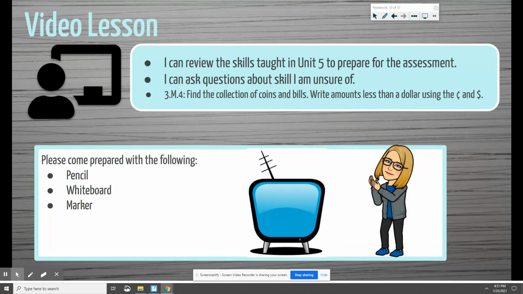So our goal for today is to review the skills taught in Unit 5 to prepare for the assessment. If you are in the live lesson, then you can ask questions about things that you're unsure of.